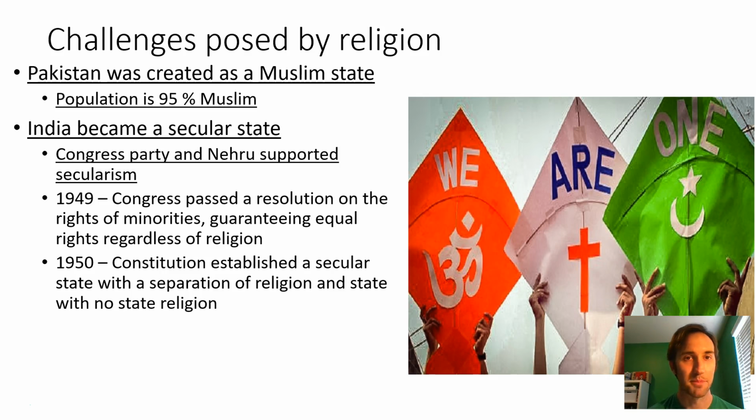Challenges of religion. Pakistan was created as a Muslim state, and they have a population of 95% Muslims, whereas India becomes a secular state, and they want a mix of all religions. And so the Congress Party, and especially Nehru, support secularism, a separation of church and state. To guarantee this, in 1949, Congress passed a resolution on the rights of minorities, guaranteeing equal rights regardless of religion. In 1950, the Constitution established a secular state with a separation of religion and state with no official state religion. Even though Hindus dominated, Hindu is not the official state religion. They have no state religion, much like America.